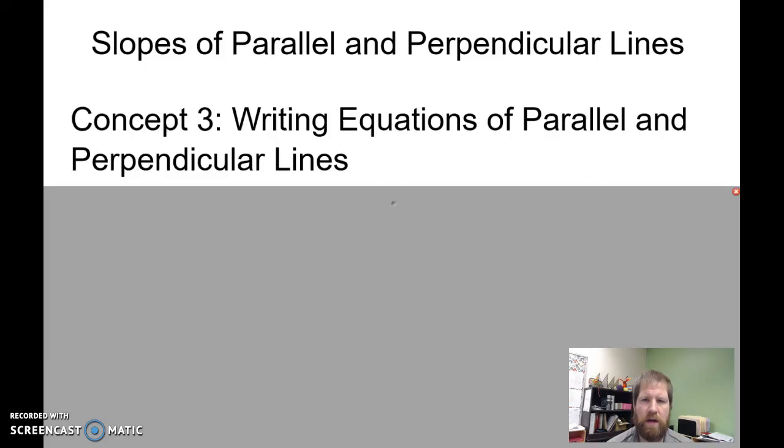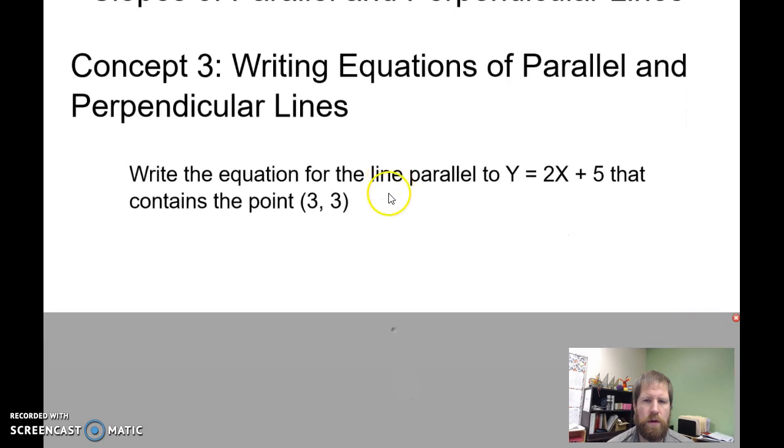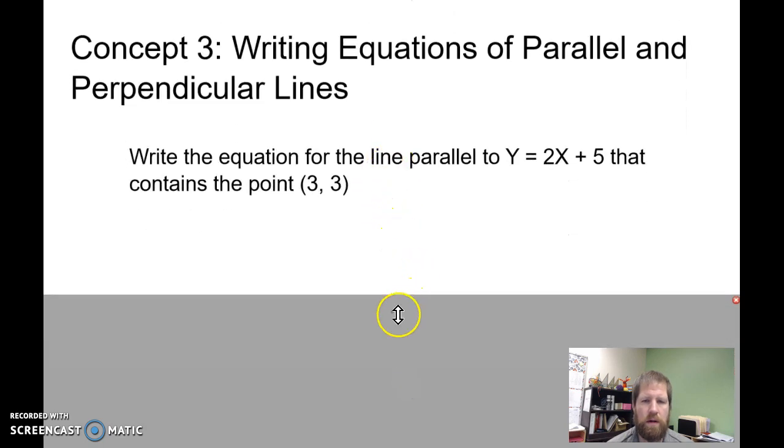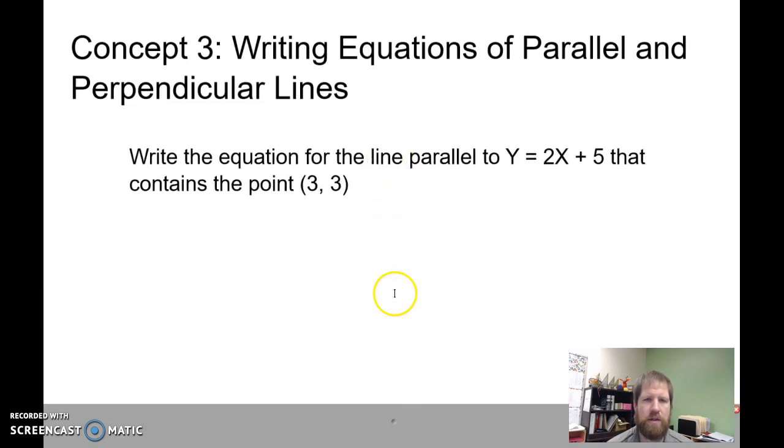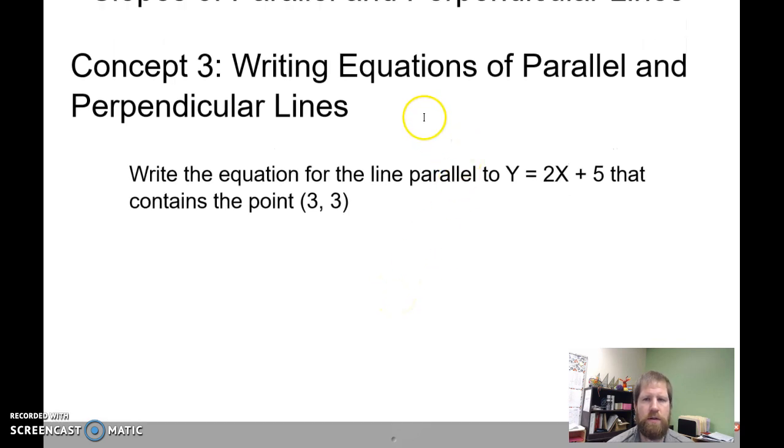Concept 3, writing equations of parallel and perpendicular lines. So when we are writing equations, we are going to use our rules for parallel and perpendicular lines to find the slope. And then from there, we're just going to basically be using slope-intercept form and point-slope form and going back and forth between the two.